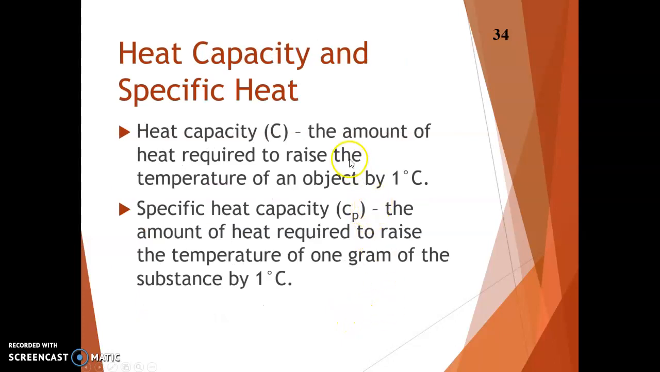Alright, so heat capacity and specific heat. Here's a couple of definitions for you. Heat capacity, usually represented with the variable uppercase C, is the amount of heat required to raise the temperature of an object by 1 degree Celsius. And then specific heat capacity, which is C with a subscript P, usually, at least on your reference table. A lot of times I'll just write C instead of writing CP.